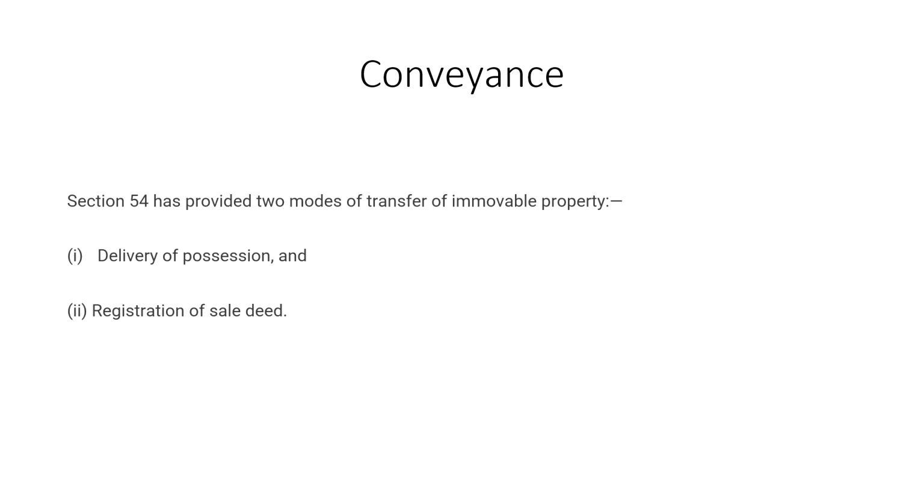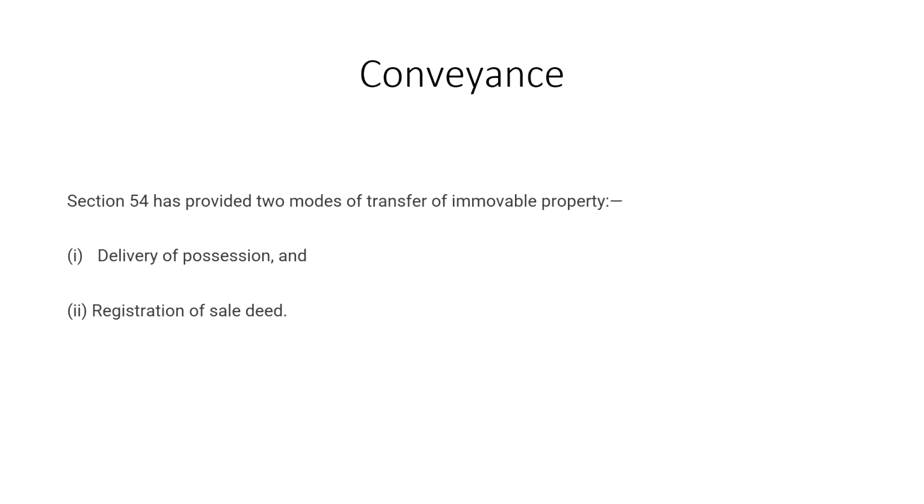Next, and the last, is conveyance, the fourth. Conveyance means a written agreement, a written deed. When we talk about conveyance, here in Section 54 it says that there are two modes of transfer of immovable property. First is by delivery of possession, and second is registration of sale deed.